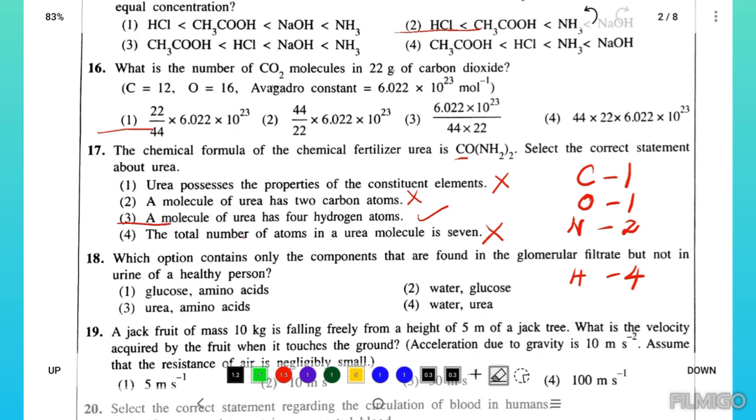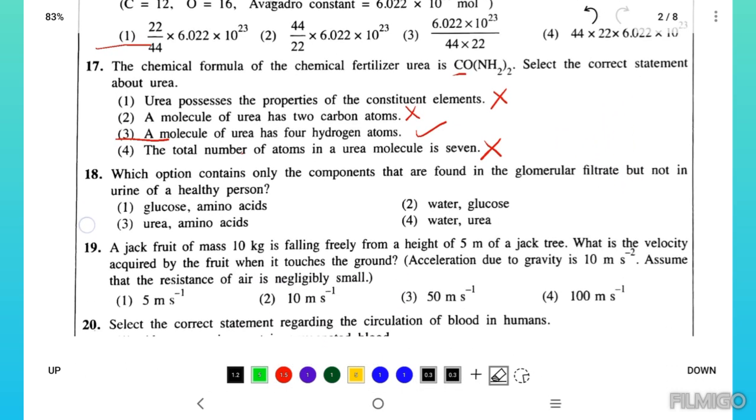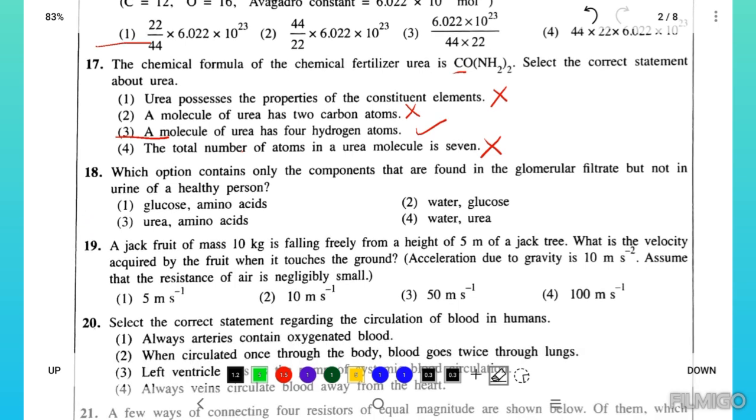Question number 18. Which option contains only the components that are found in the glomerular filtrate but not in urine of a healthy person? You know, urine of a healthy person should not contain glucose and nutrients like amino acids. So the answer should be the first answer.